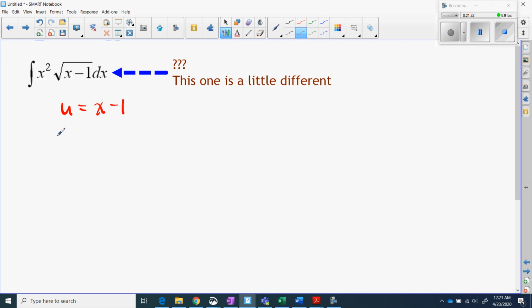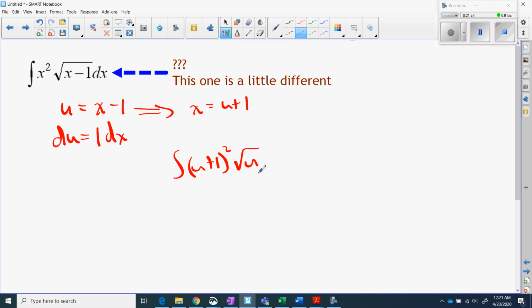By letting u equal x minus 1, du equals, well, the derivative of x is just a 1. Now, this is not bad, because you can rearrange this to get what x equals. So x would equal u plus 1. Then I can look at this integral and say, all right, I've got x, which is u plus 1, squared. The square root of x minus 1: well, x minus 1 is u, so this would be the square root of u. And then dx just gets switched out for du.